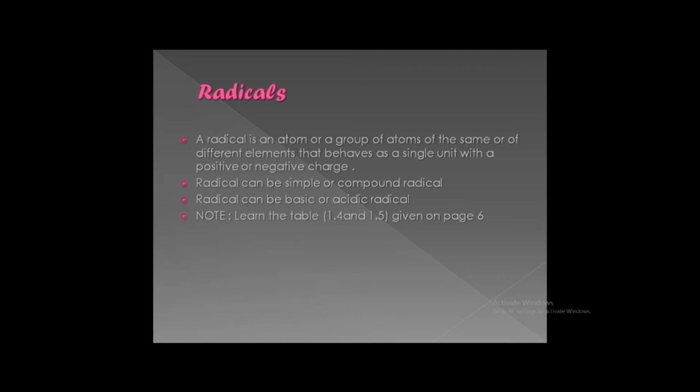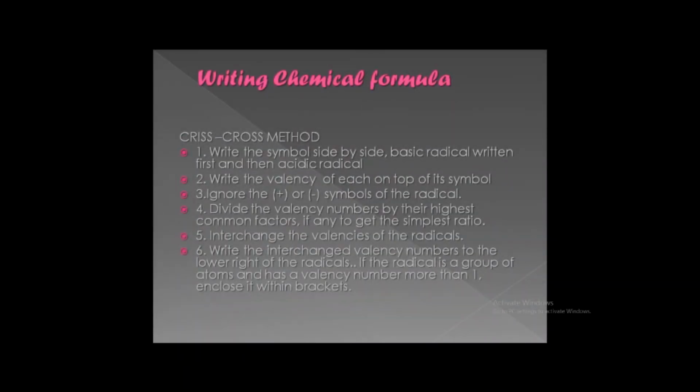Student, there is a table given on page number 6, tables 1.4 and 1.5. That is very important. Learn that table by heart, because if you learn it, it will be very easy for you to frame the formula of a compound. Children, to write a chemical formula, we follow the crisscross method. Earlier, this was taught in class 8. Once again, a quick revision. First, write the symbols side by side, basic radical first and then acidic radical.